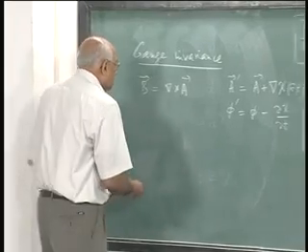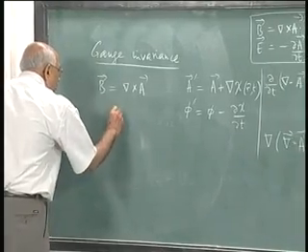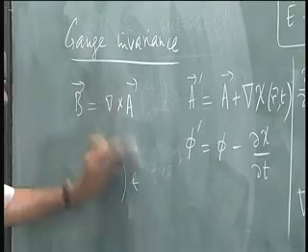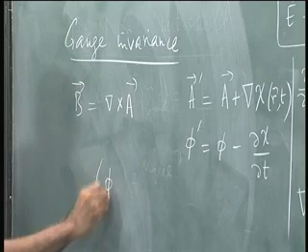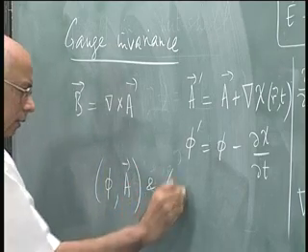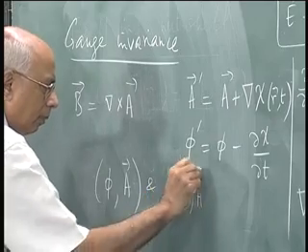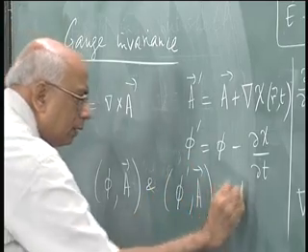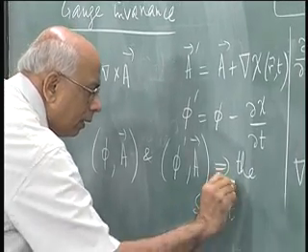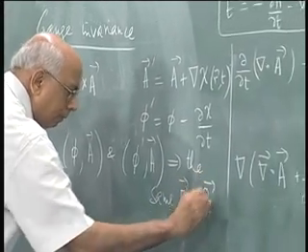So I put it to you once again that A, phi, and, well, let me write it the other way because there is a reason for it, phi prime, A prime imply the same E and B.